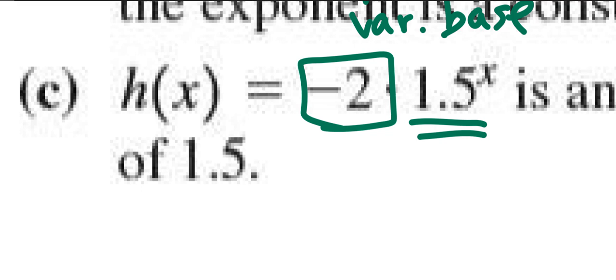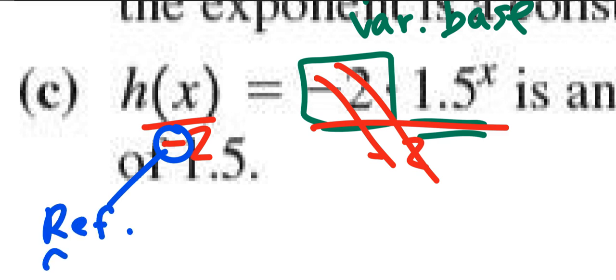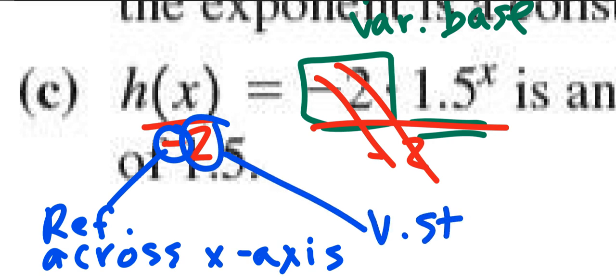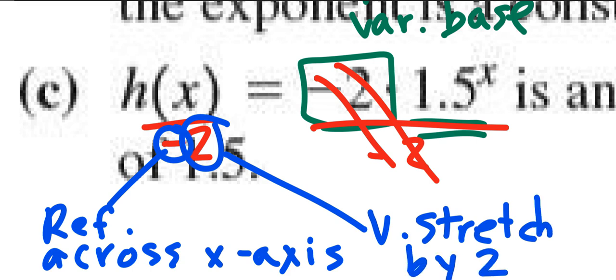Okay, so hopefully you divided by -2 on both sides. So you saw what 2 things happened. We got a reflection, right? We got a reflection across what? Across the x-axis, that's true. And what else do we have? Vertical stretch by 2. Yep, that's it. 2 things going on.